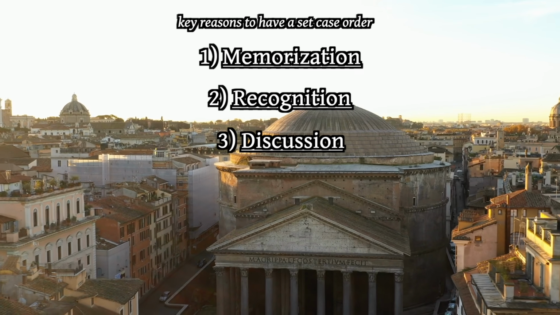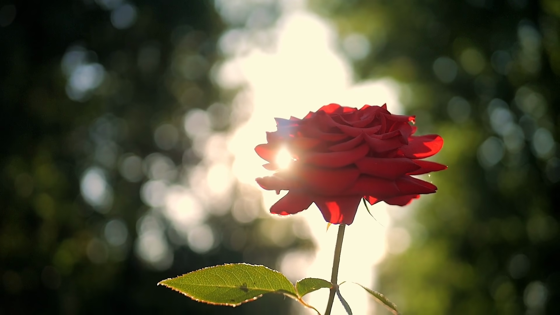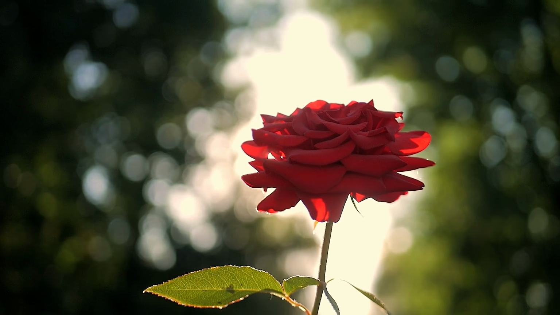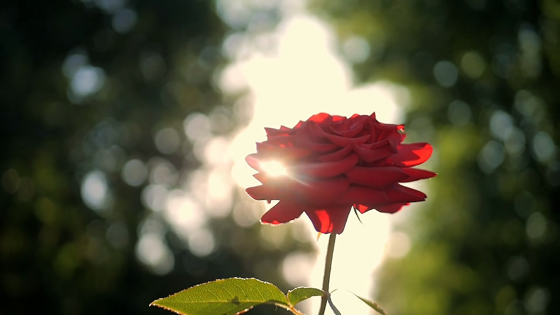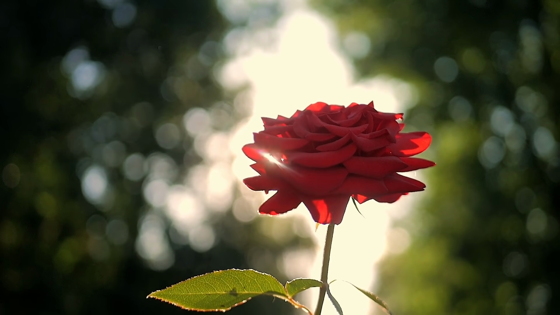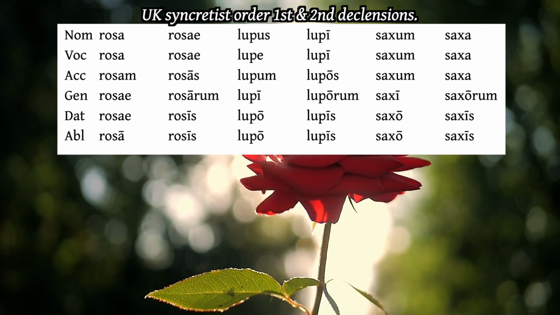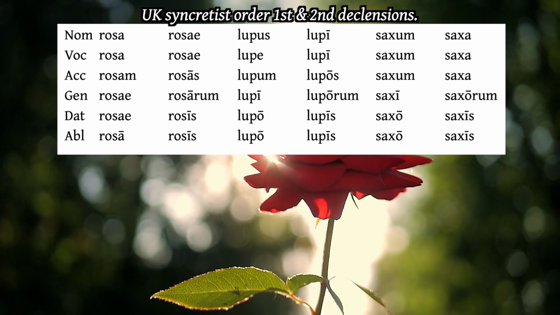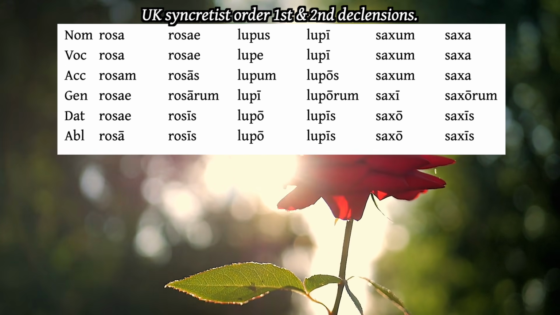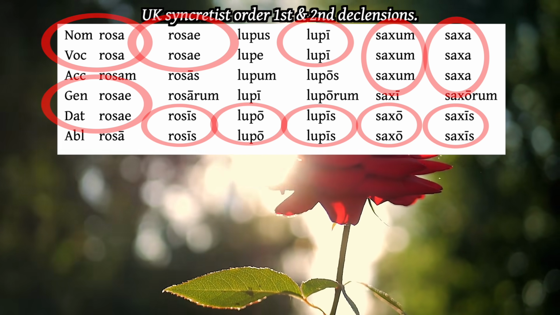Of these three key reasons, let's start with memorization. Now, the syncretic pattern seems to make things easier, but it only works for the first and the second declension. When you get to other declensions, the syncretism isn't as obviously there. In the textbooks that employ a syncretic type paradigm, there are so many different patterns that you can find that this would get quite confusing if we examine them all. So let's just look at a syncretic pattern that has been common in the UK for the past century or so, starting with the first two declensions. The syncretist argument is that this is easier to memorize because these forms are identical.